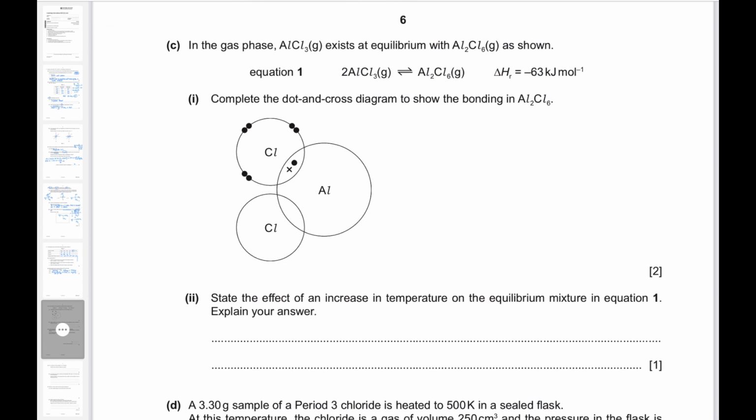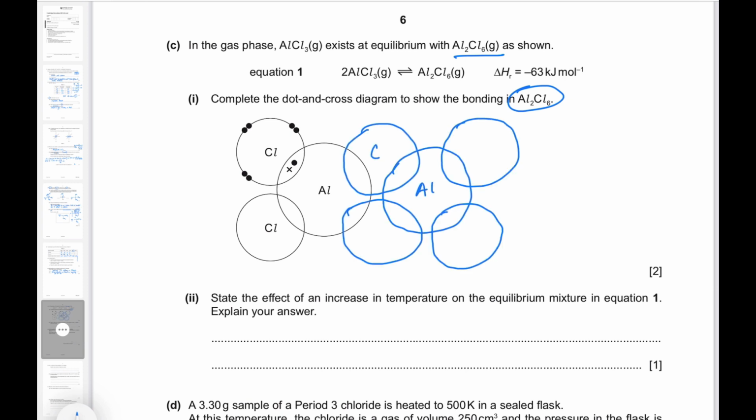C. In the gas phase, aluminium chloride exists at equilibrium with its dimer of Al2Cl6 as shown in this equation. Complete the dot and cross diagram to show the bonding in aluminium chloride existing in its dimer form. Okay, so here you've got 2 aluminium atoms and 6 chlorine atoms. So this is how aluminium atoms and chlorine atoms are bonded together in this compound.